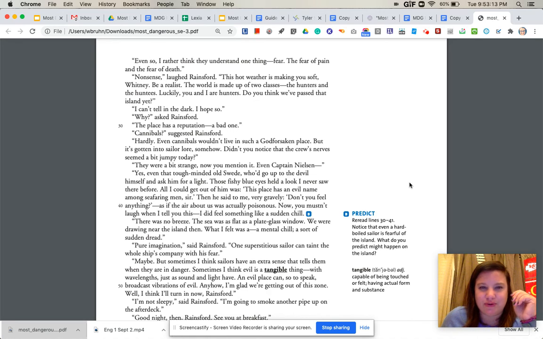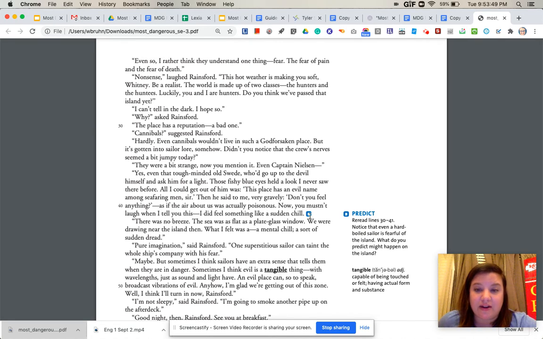Didn't you notice that the crew's nerves seemed a bit jumpy today? They were a bit strange, now you mention it. Even Captain Nielsen. Yes, even that tough-minded old Swede who'd go up to the devil himself and ask him for a light. Those fishy blue eyes held a look I never saw there before. All I could get out of him was, "This place has an evil name among seafaring men, sir." Then he said to me very gravely, "Don't you feel anything?" As if the air about us was actually poisonous. Now you mustn't laugh when I tell you this. I did feel something like a sudden chill.